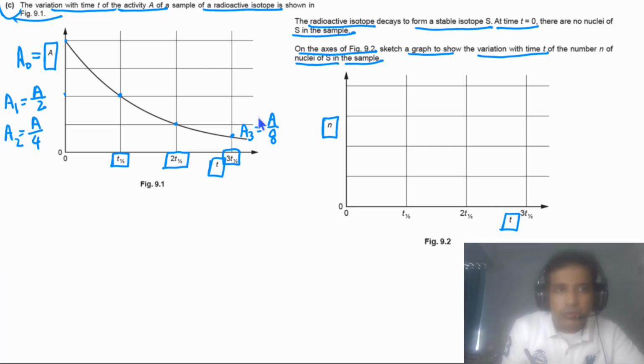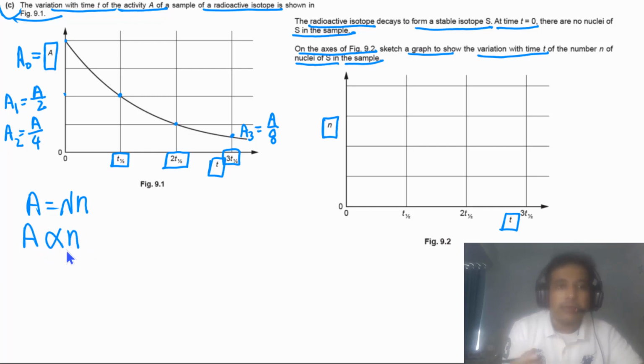In order to understand the relationship between A and N, where N is the number of nuclei, we need to understand that A is equal to lambda times N. So from here we can say A is directly proportional to N. It simply means that when A is half, N is also half, and vice versa. So when this is A by 4, this also has to be 1/4.